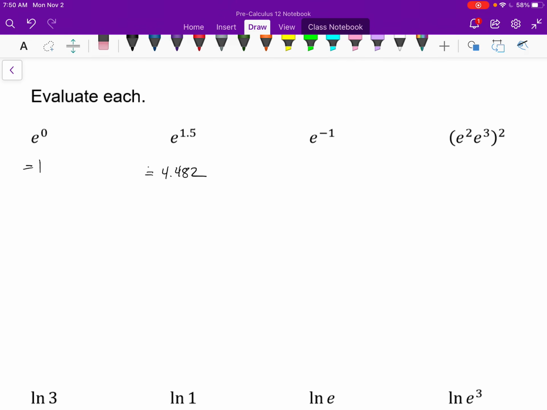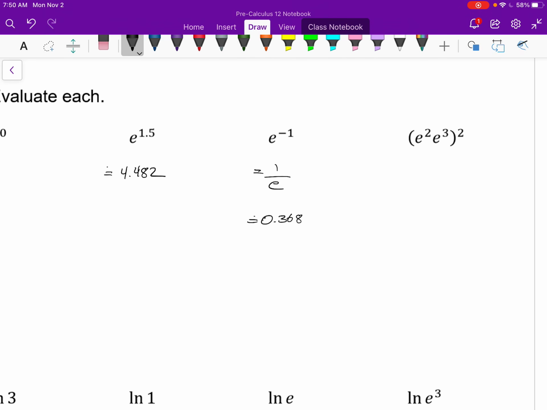e to the negative 1 means 1 over e. And just to make sure you know how to decimalize it, you could just type in e to the negative 1. You should get about 0.368. However, I can also apply exponent laws. So for example, right here, I can write this as e to the power of 5 raised to the power of 2. So e to the power of 10. That's the exact value. If you want to decimalize it, you get about 22.026.